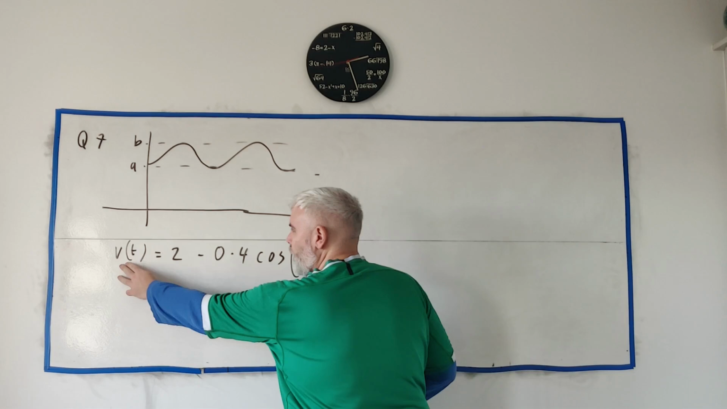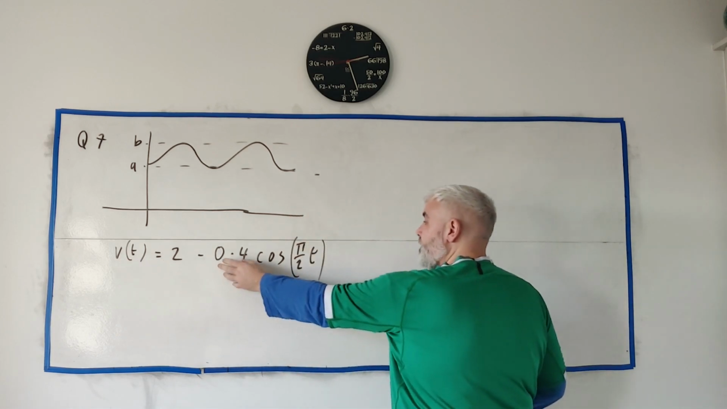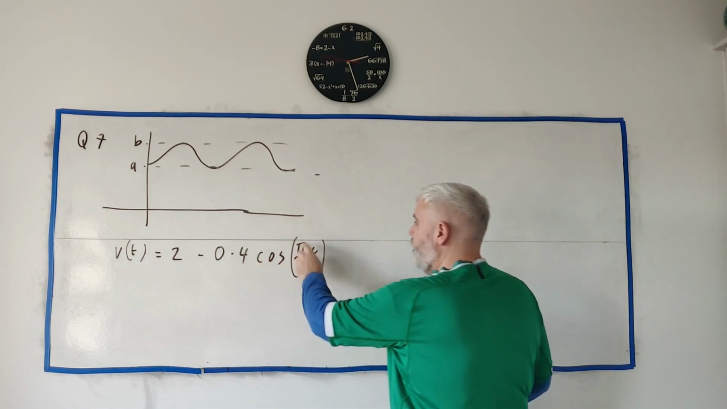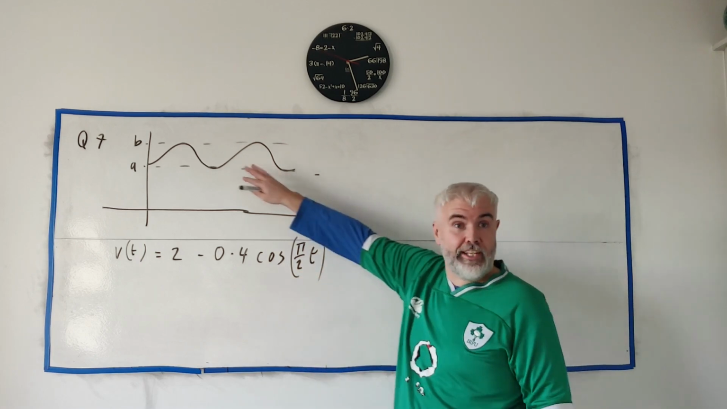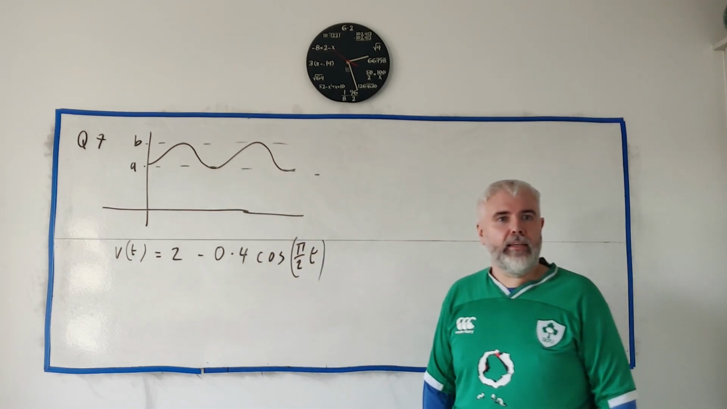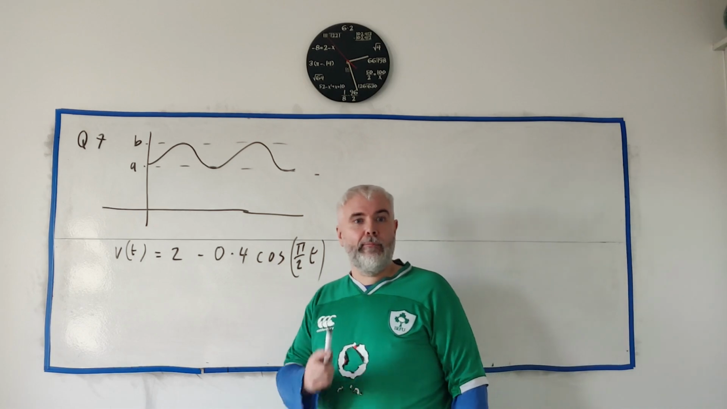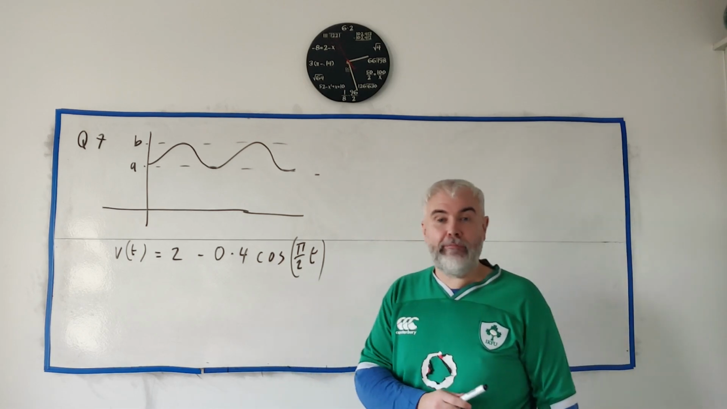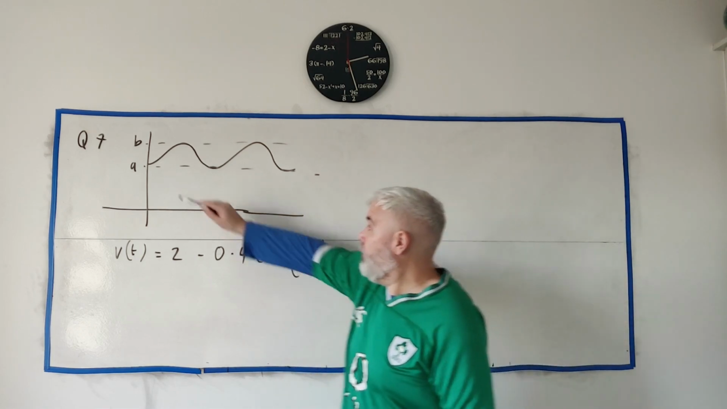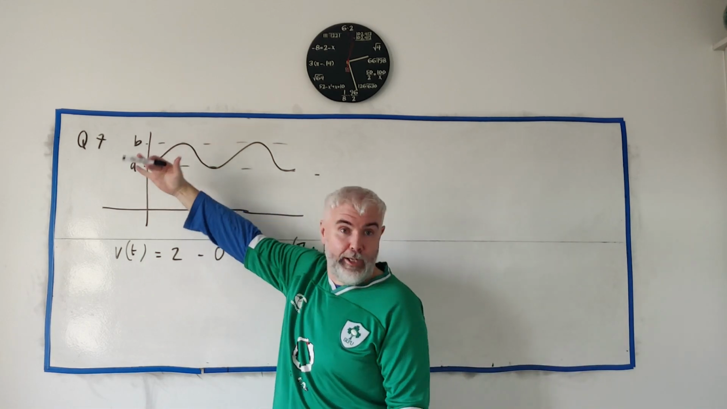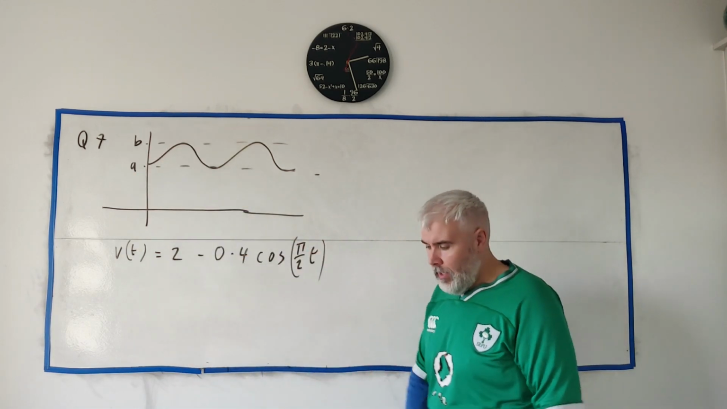They give us this formula for it. Phi is equal to 2 minus 0.4 cosine pi over 2 t. And it looks like this when we graph it out. And they just want to find what are the maximum and minimum values of this. And they're marked here as A and B. A being the minimum, B being the maximum. So how do we do this?